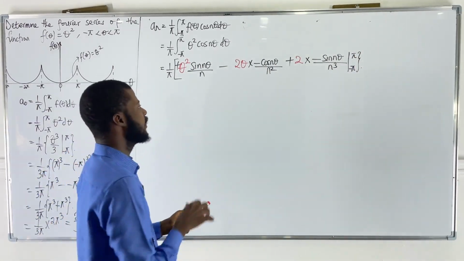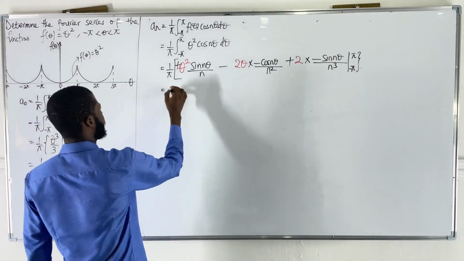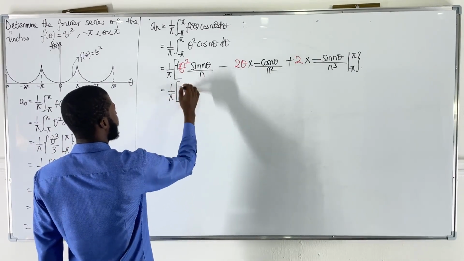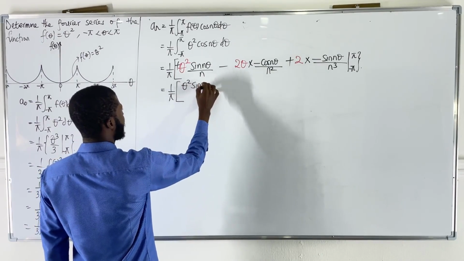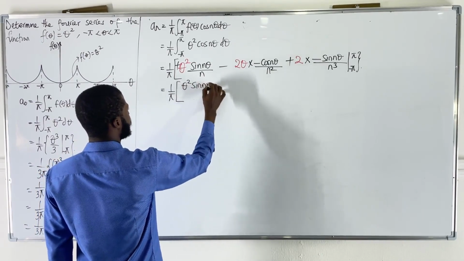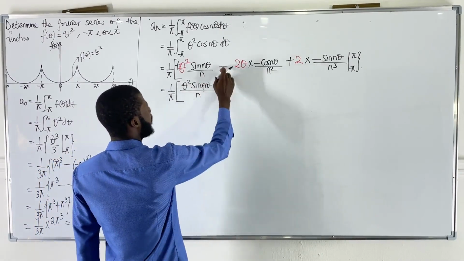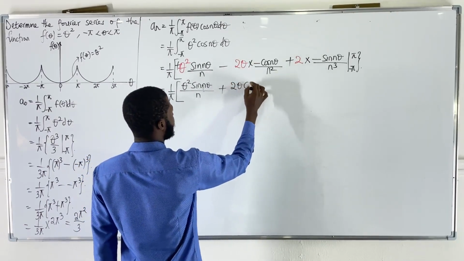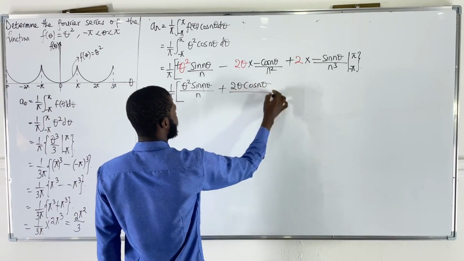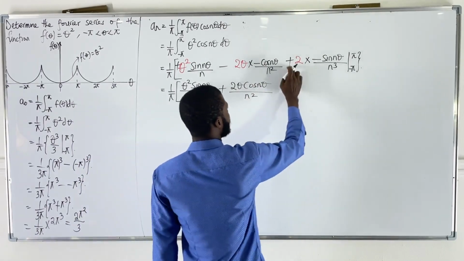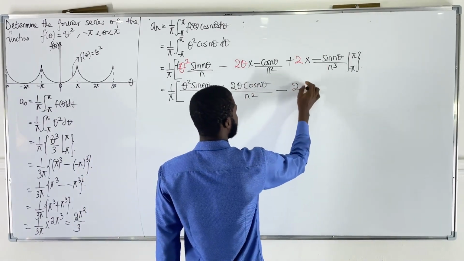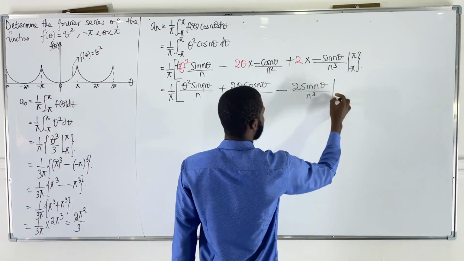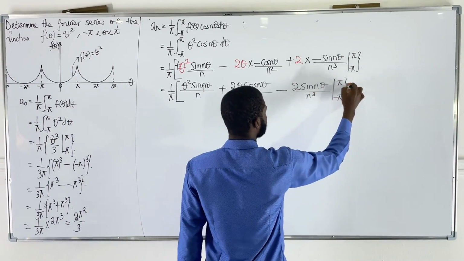Now, let's simplify this whole expression. So this is 1 over pi, then we have theta squared sine n theta divided by n. Minus times minus will give me plus, so this is plus 2 theta cos n theta divided by n squared. Plus times minus is minus 2 sine n theta over n cubed. And this is from minus pi to pi.